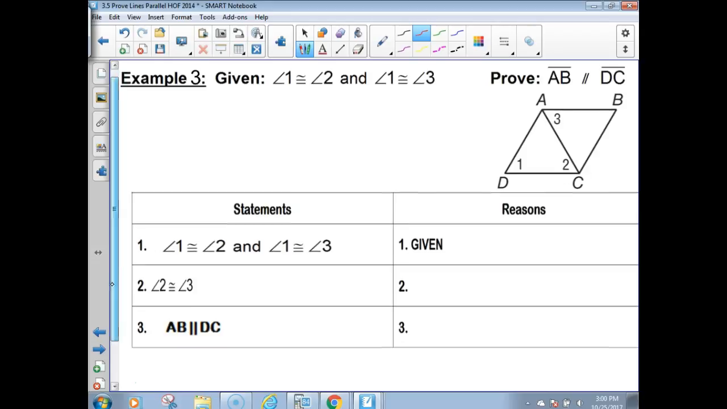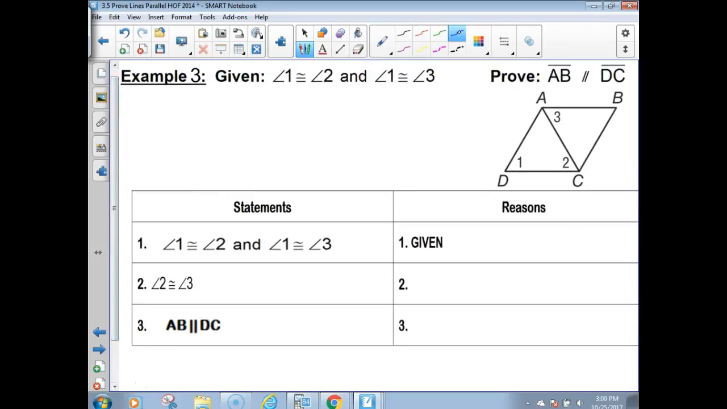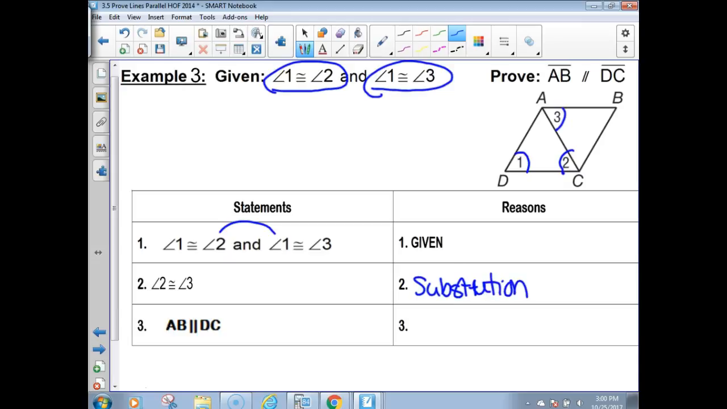So let's try another. In this next one, we have been given angle 1 congruent to angle 2 and angle 1 congruent to angle 3. So I'm going to mark that on my picture. 1 congruent to 2 and 1 congruent to 3, which would imply 2 and 3 are congruent by making a trade, substitution or transitive. You don't have to have both answers. I just want one of them.